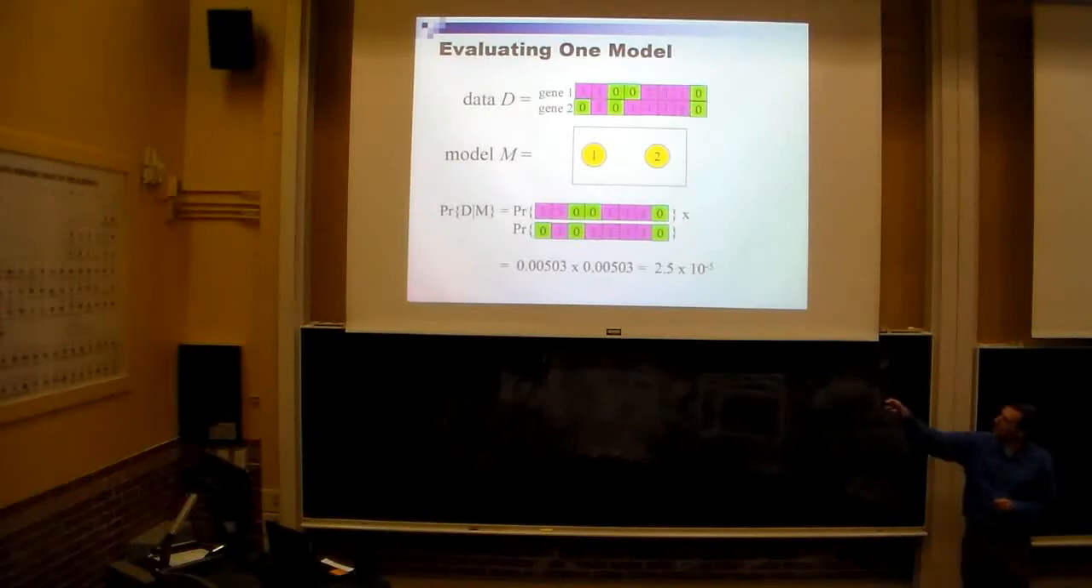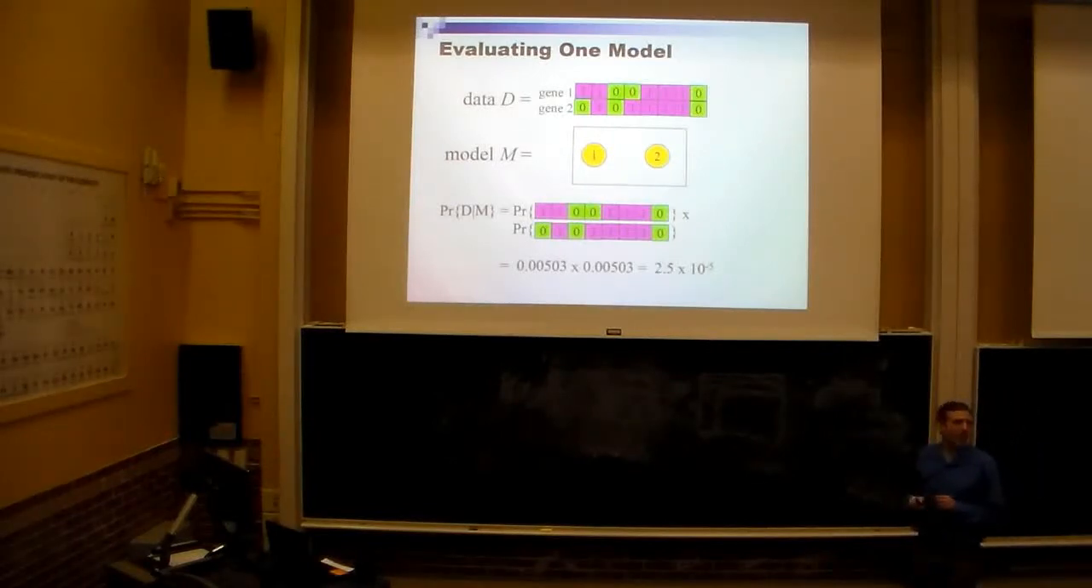These will actually end up being the same number in this case because we have the same number of ones and zeros for each gene. And when we take that product, it comes out to about 2.5 times 10 to the minus 5. So we can get a likelihood score for this model. Any questions about that?